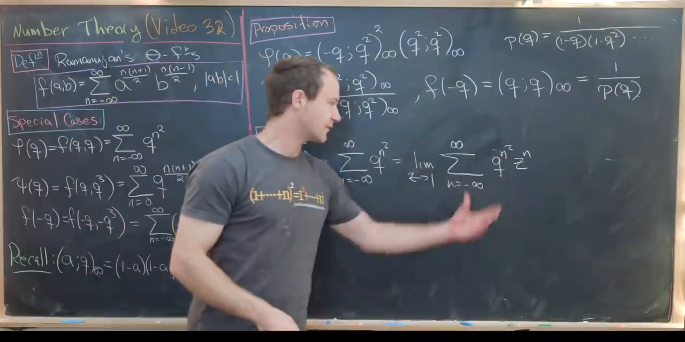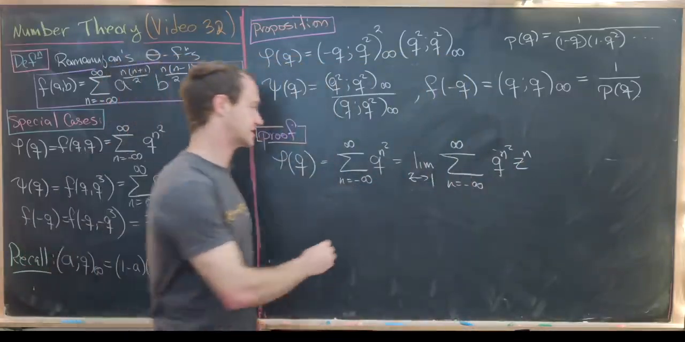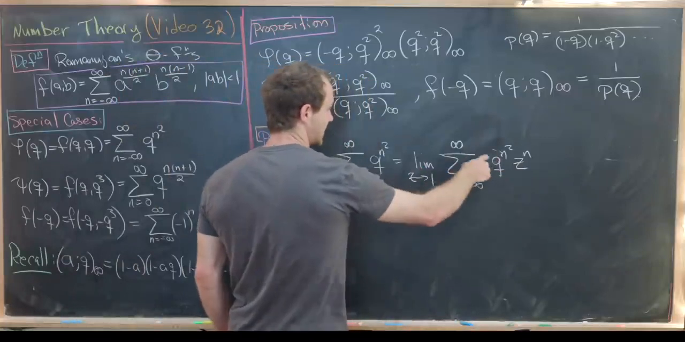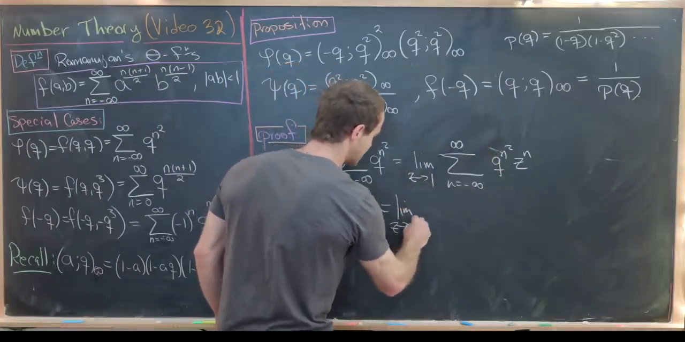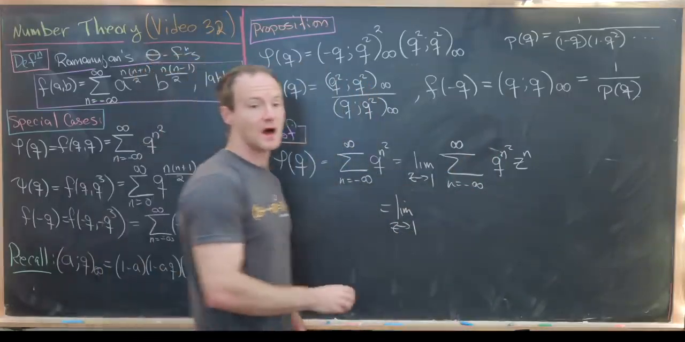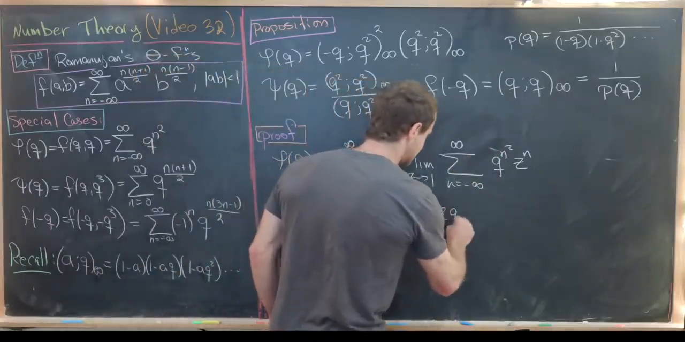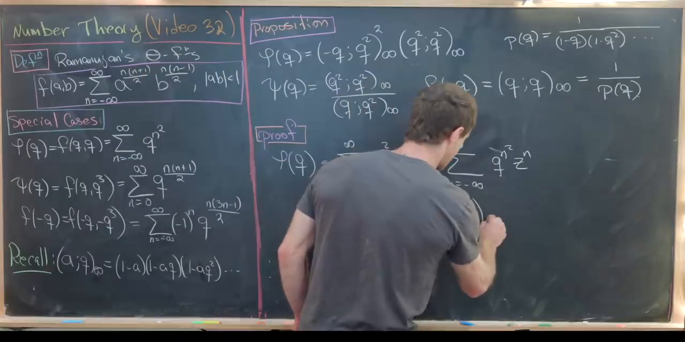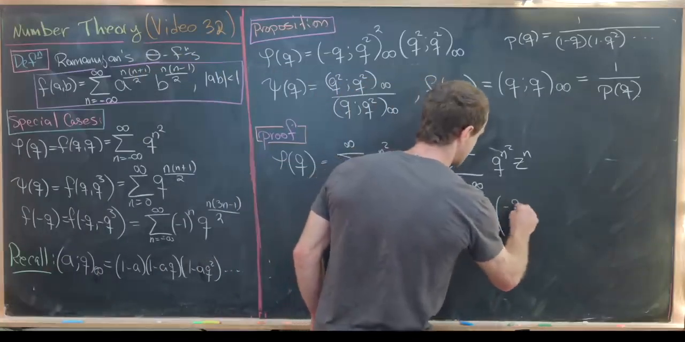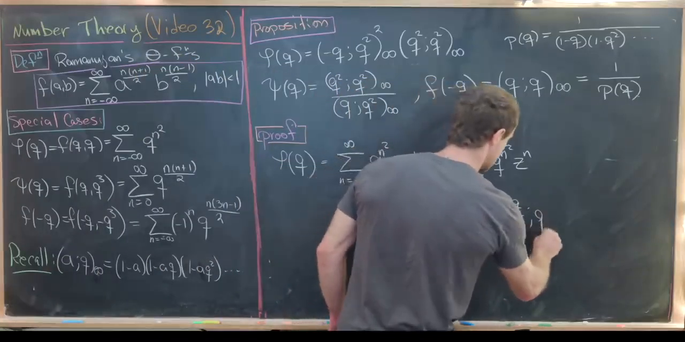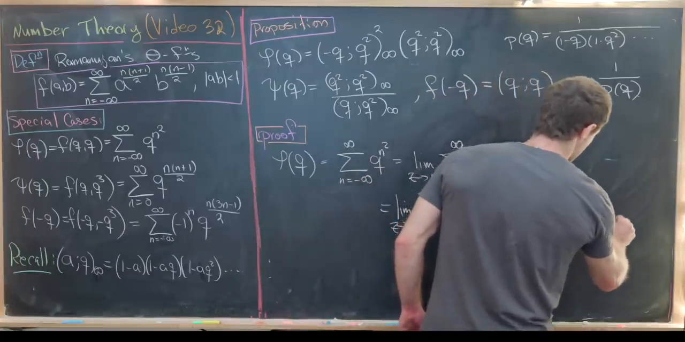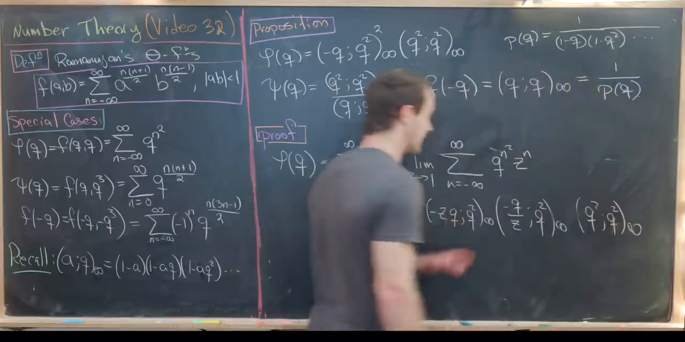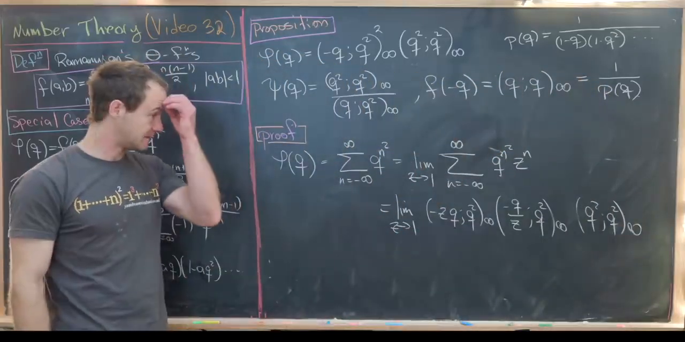But now we've got something that we can apply the Jacobi triple product to, and that is this sum with q to the n squared and z to the n. So we've got this limit as z goes to 1 of minus z q squared infinity, minus q over z, q squared infinity, and then finally q squared infinity. That was the Jacobi triple product identity.